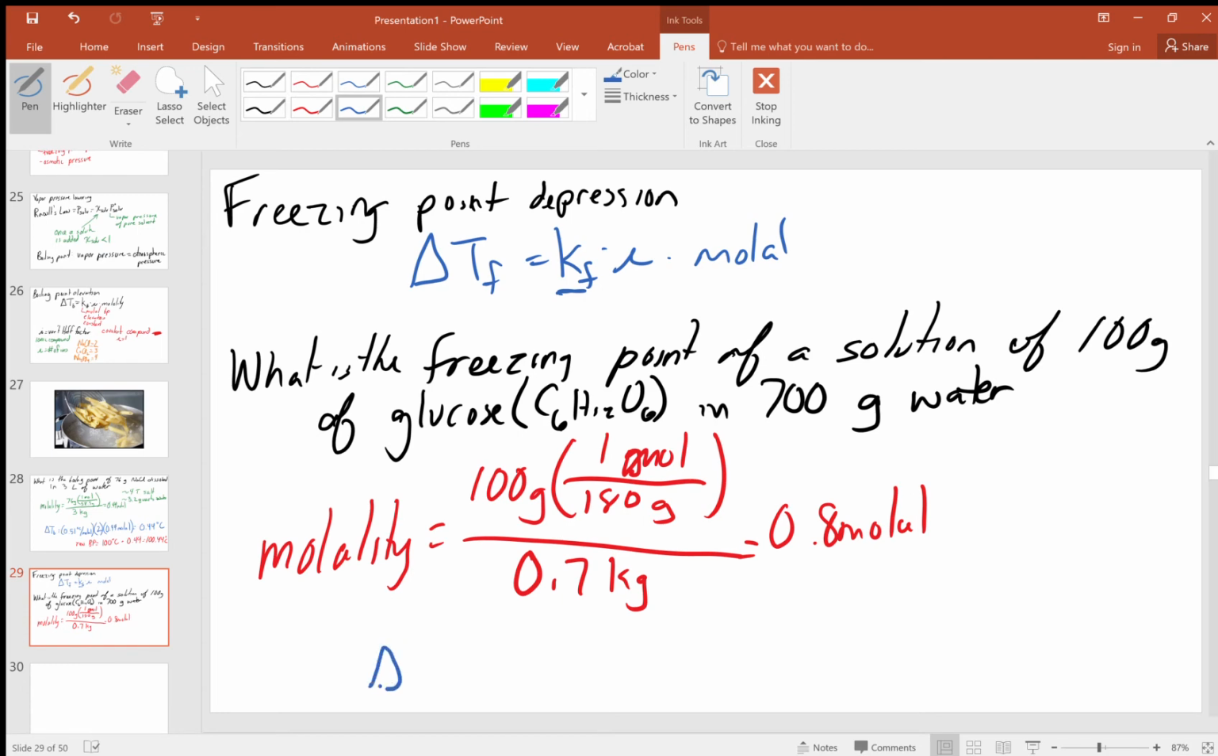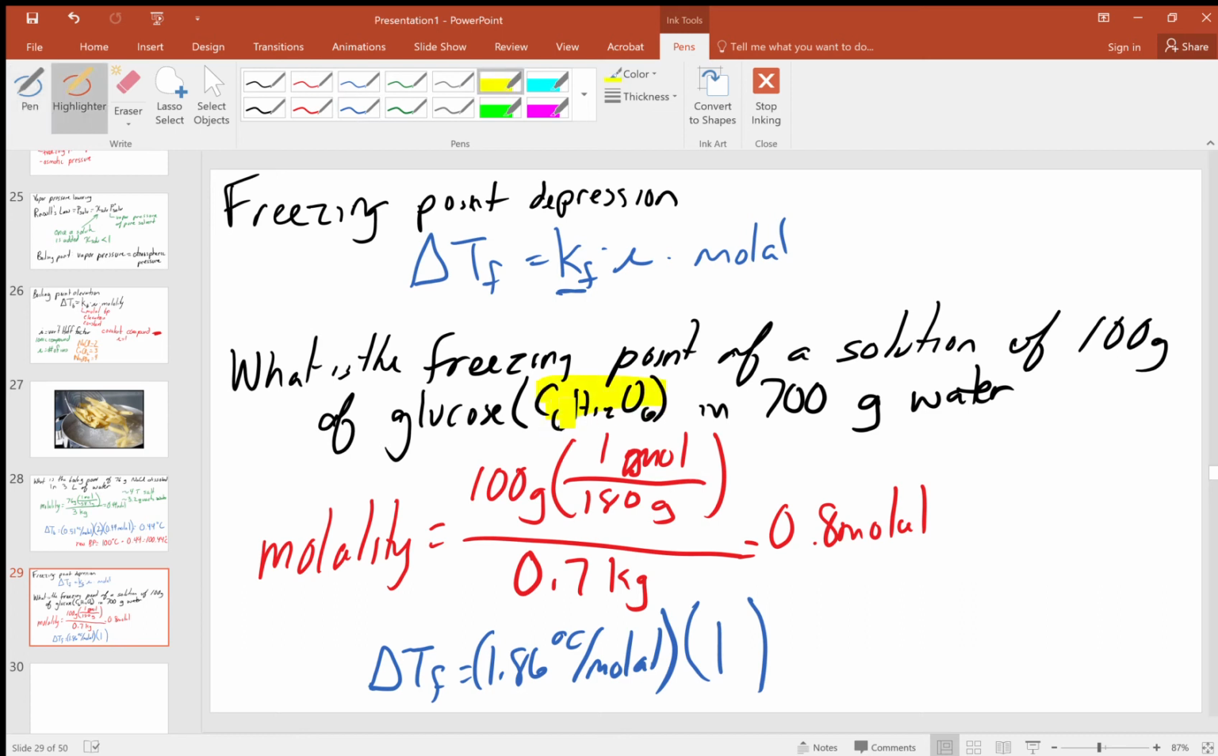Then we can calculate our change in freezing point as being the molal freezing point constant for water, which is 1.86 degrees Celsius per molal. Again, these are values you look up. Now, what's the Van Hoff factor here? Well, it turns out here it's just 1. Why is it 1? Well, this is not an ionic compound. Glucose is a completely covalent compound, so it won't break apart into multiple ions.